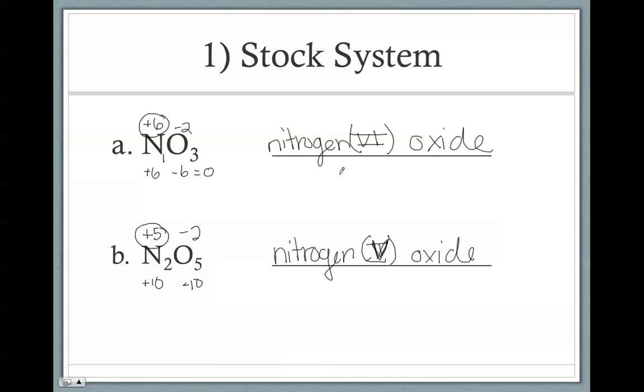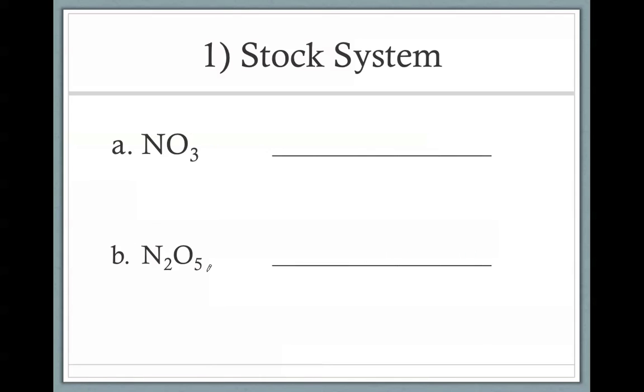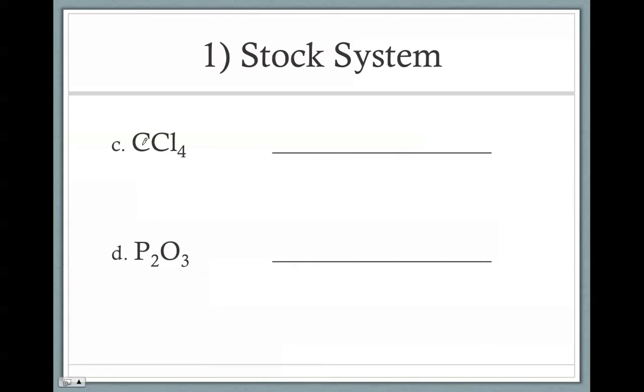So you can see the importance of, if I had only simply named these as nitrogen oxide, I wouldn't be able to differentiate between these two formulas, which is important and one of the reasons why we need to use the stock system. Here we have 2 other examples.